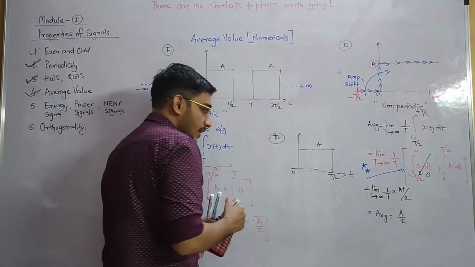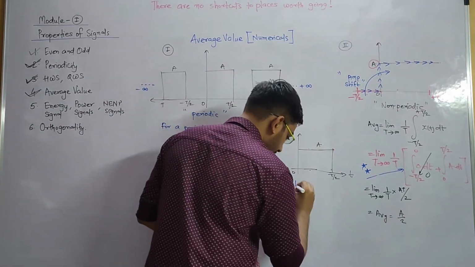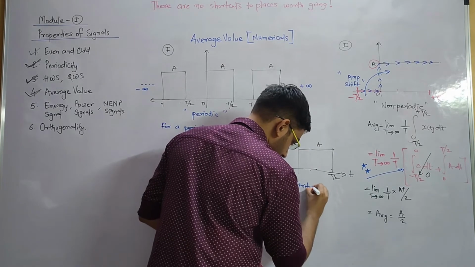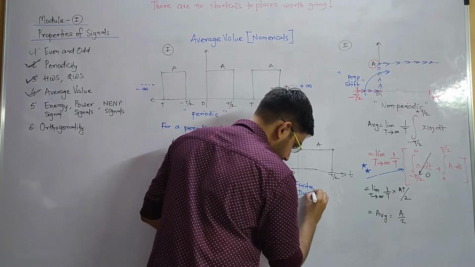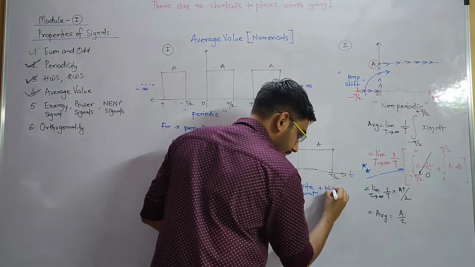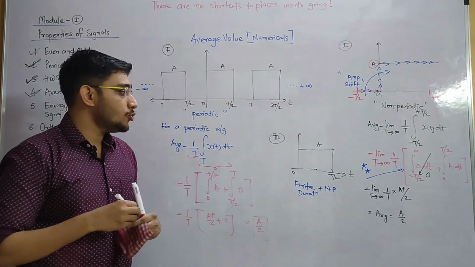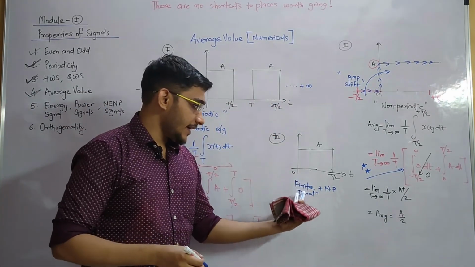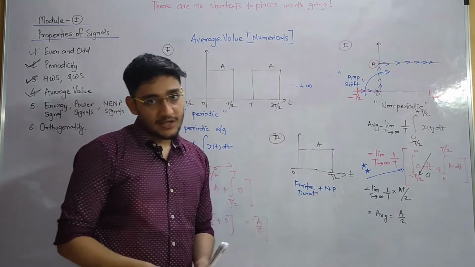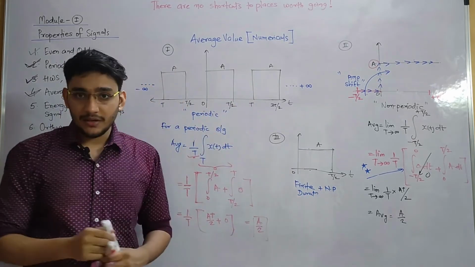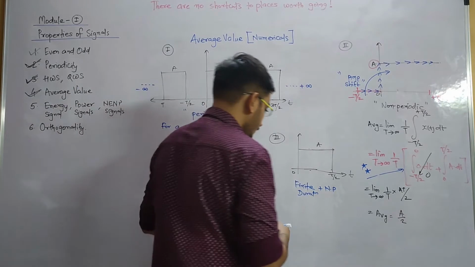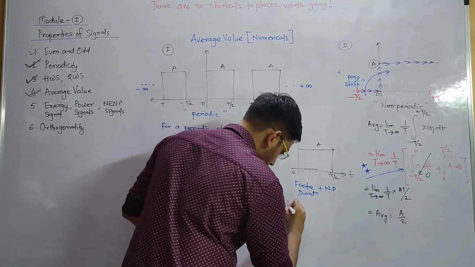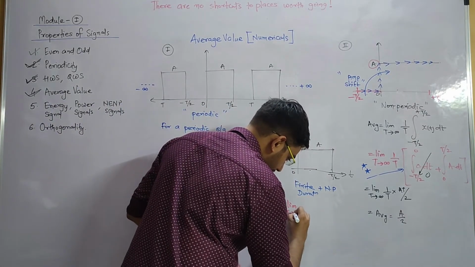Now one thing you can see about this question is, this is a finite duration signal, right? This is a finite duration signal, plus it is non-periodic. So we have two properties about this signal, that this is a finite duration and this is non-periodic as well. So we'll apply the same trick here. So average value is equal to limit T tends to infinity.